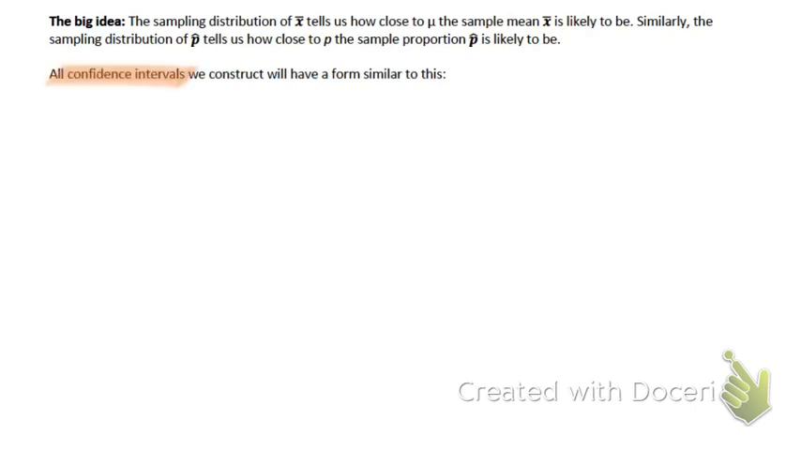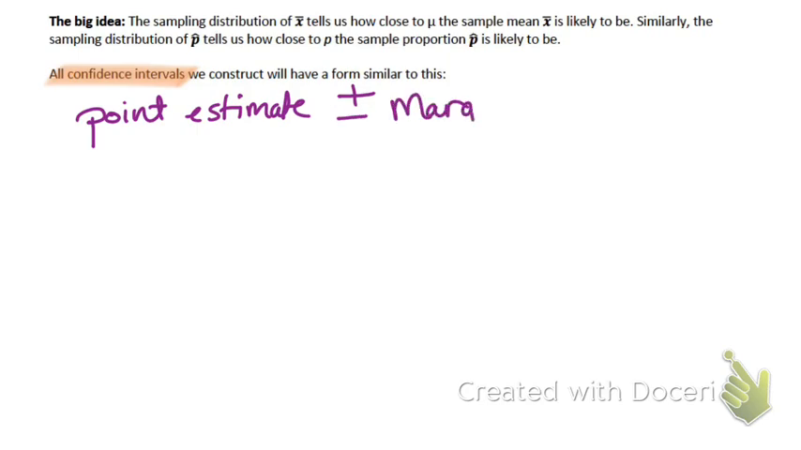They are all constructed in the same exact way. We take our point estimate, that's the value, that's the number, plus or minus this thing called the margin of error. You've heard of this. All right. So, guys, this is exactly what you did a few minutes ago.